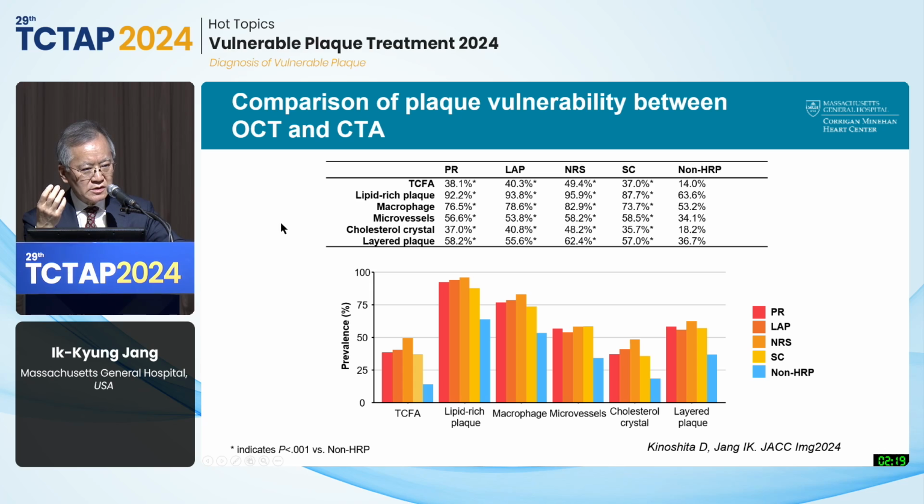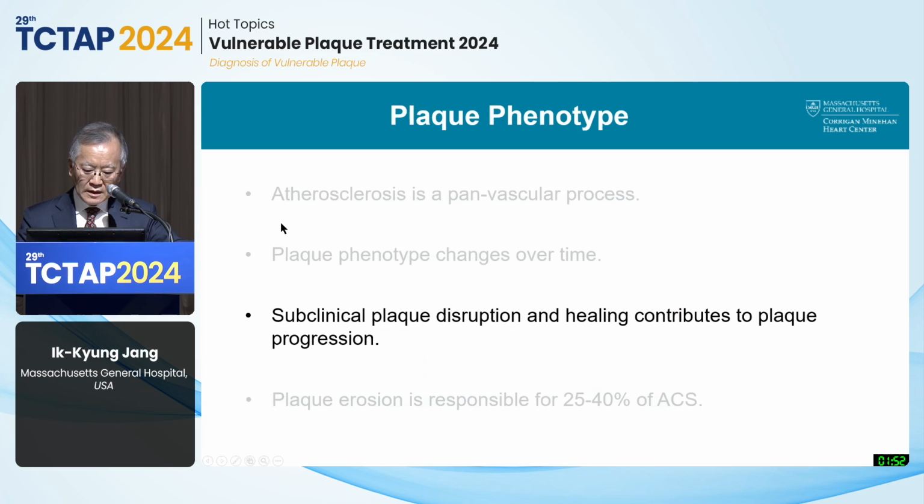OCT as a gold standard, to try to find out whether CT, 4 features of high-risk plaque on CT, has any correlation. Indeed, all those 4 features that Dr. Onuma mentioned, positive remodeling, low attenuation plaque, napkin ring, and spotty calcium, they were all associated with high level of vascular inflammation identified by OCT, particularly positive remodeling.